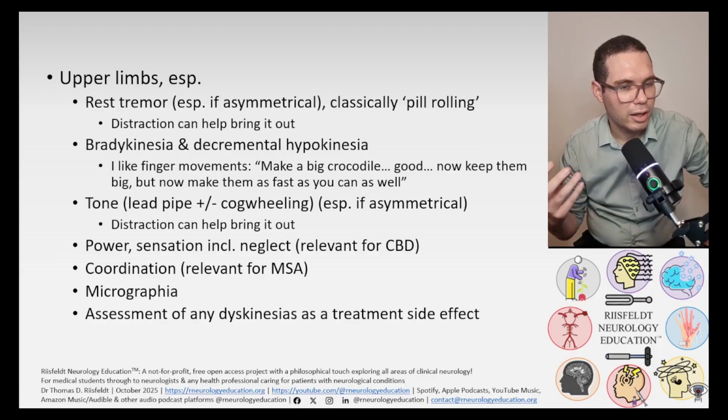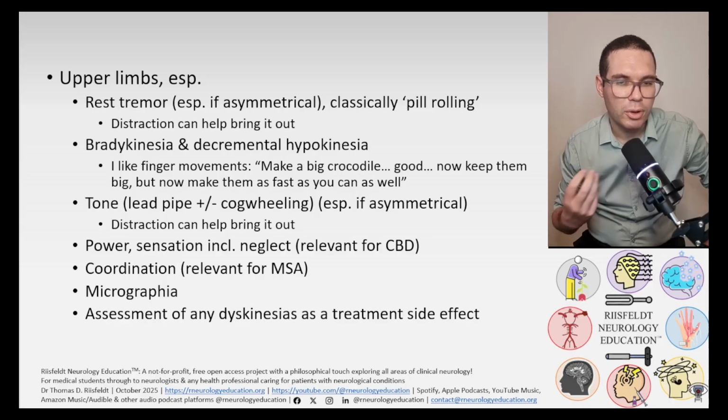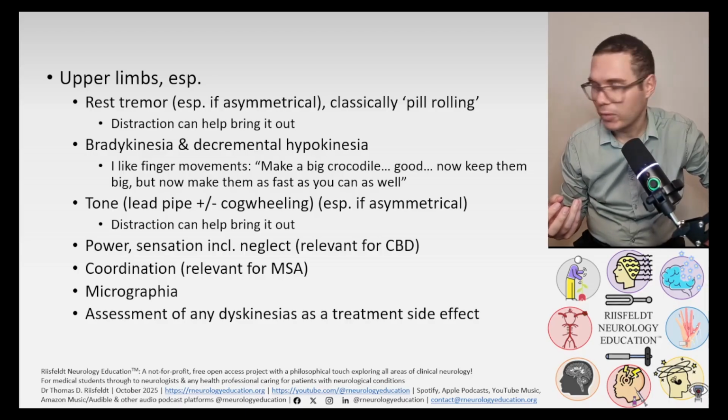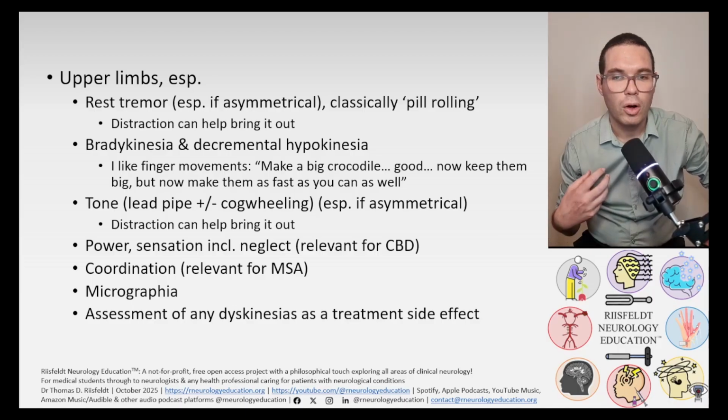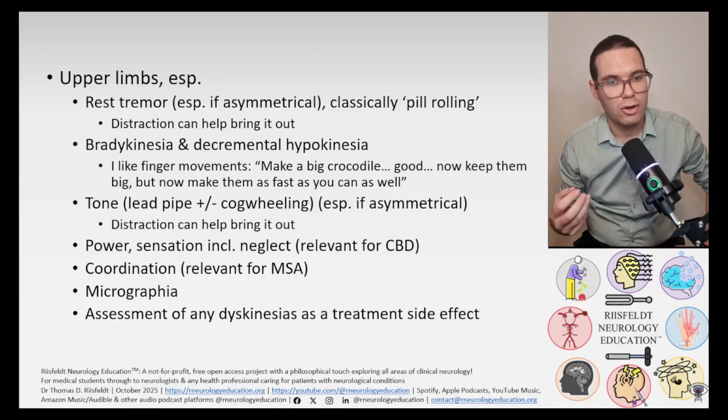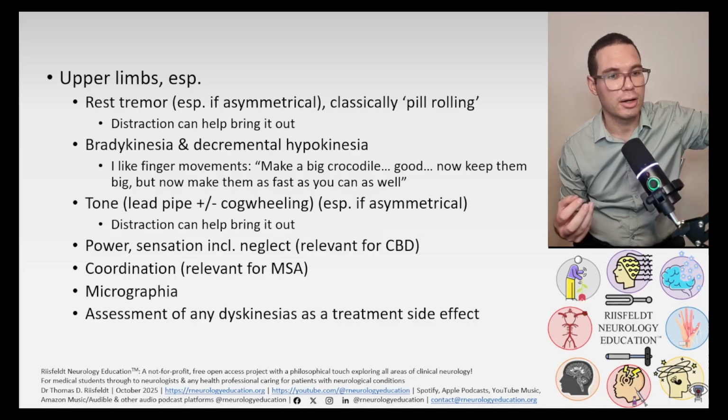Now, in terms of increased tone and also in terms of the tremor, if they're not immediately obvious, then distraction can help to bring these out. So, what does that mean? I like to do it by asking the patient to move their head side to side, so just laterally rotating the head to the left and right and back again. Or conversely, other things you can do is ask the patient to draw circles with their contralateral arm, like this, if you're watching on video.